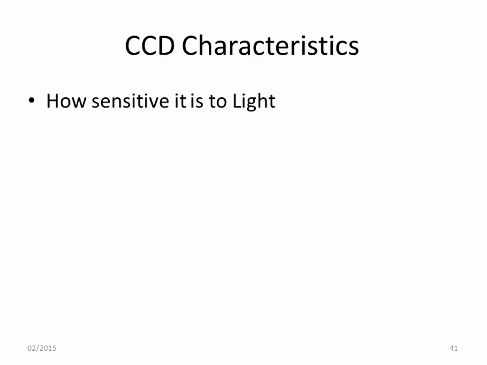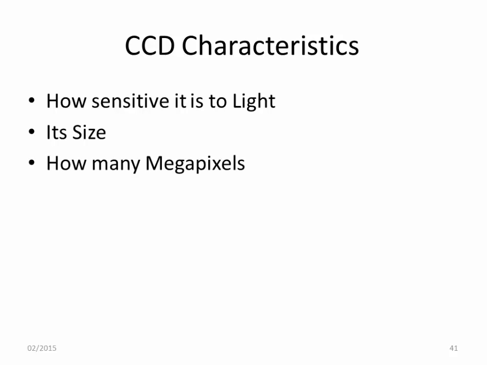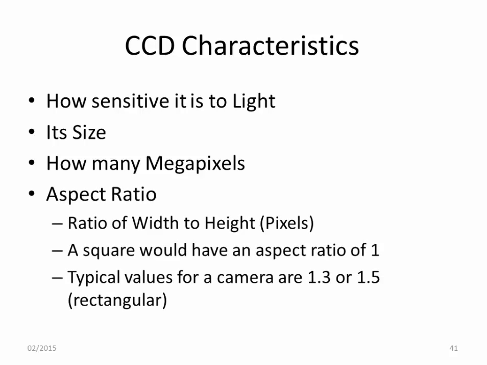So some characteristics of a charge-coupled device are how sensitive it is to light, how much light has to actually hit it before it will sense something. Its size, physically, how big it is. How many megapixels it has. I mean, nowadays we talk about megapixels. Back when they started, they were just pixels, but now they're megapixels. And then something known as the aspect ratio, which is just a ratio of the width to the height of the picture. So if it was an absolute square, you'd have an aspect ratio of 1 to 1. If it's rectangular, you're going to have like 1.3 or 1.5 to 1. And it's just a measure of how square it is or isn't. But that has an impact when we start working with these digital images in a bit.